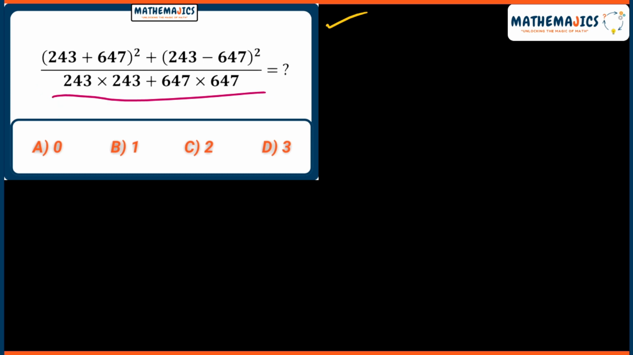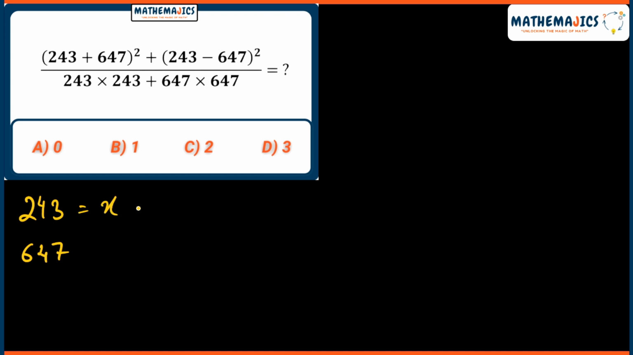Let's see. If you look carefully at this expression, you will find only two numbers in it. One is 243 and the other is 647. You will not find any other number apart from these two. So I am assuming 243 as x and 647 as y. So how can we rewrite this? See, this is x and this is y.